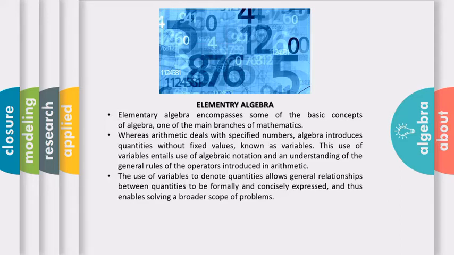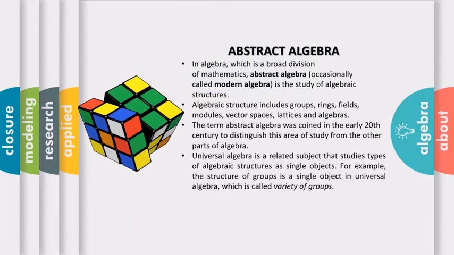Now we have another part of algebra, that is abstract algebra. This is a broad division of mathematics, and it is called modern algebra. The basic thing is, in this we are studying algebraic structures. What is an algebraic structure? Algebraic structures include groups, fields, rings, modules, vector spaces, lattices, and algebras. Like lattices, you have learnt about lattices in the solid state part in chemistry also. All those things are called algebraic structures. The term abstract algebra was coined in the early 20th century to distinguish this area of study from other parts of algebra. So this is from a historic point of view.